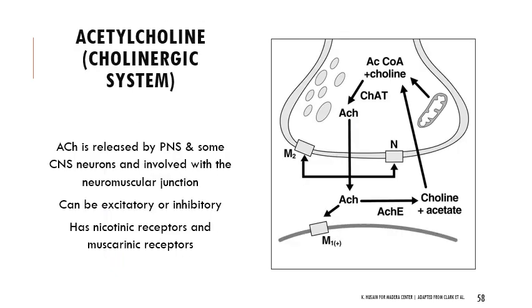I mentioned that acetylcholine is one of the most well-studied of these, and it was used in an image we saw on an earlier slide to cause changes in ion concentrations. So acetylcholine is released in the PNS as well as some central nervous system neurons. It's really important for the neuromuscular junction, which you should have talked about in anatomy. It can act either excitatory or inhibitory depending on the neuron and the receptor.